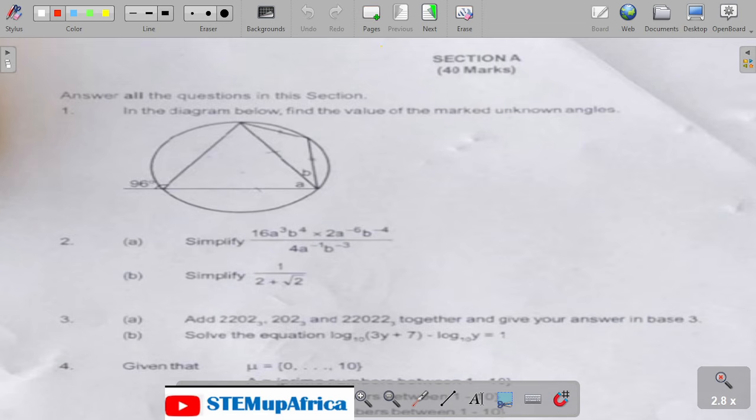Let's look at this NECO Mathematics question. First section, question 1 to 4. Question 1 says in the diagram, find the value of the marked unknown angles, which are A and B. So I will redraw this diagram and let's see what we can do with it. Question number 1.